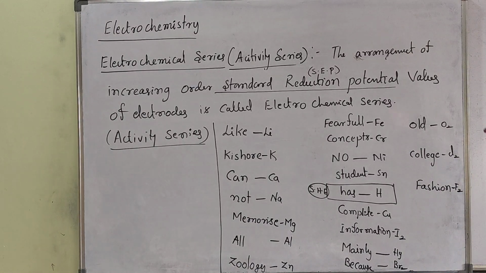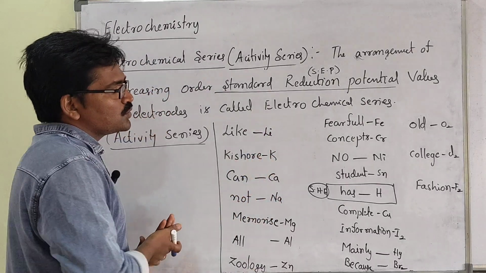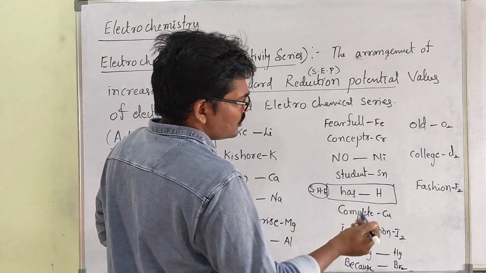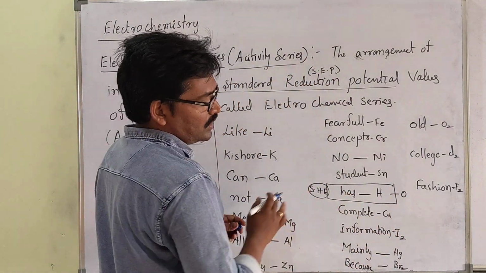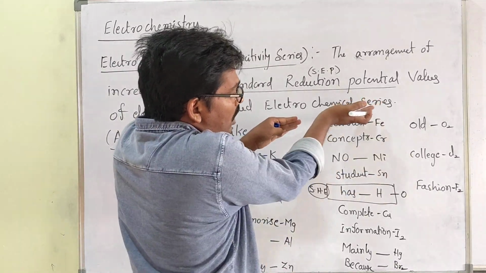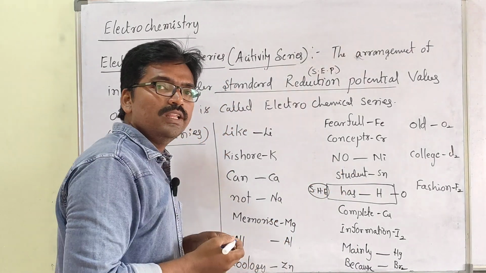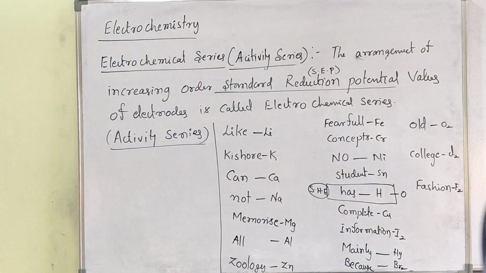This is the code. Sir, here you have to remember the values also. One thing to remember is that hydrogen has zero electrode potential value. Above zero, all are negative values. Below zero, all are positive values. I will give those values also. Just wait 2 minutes.